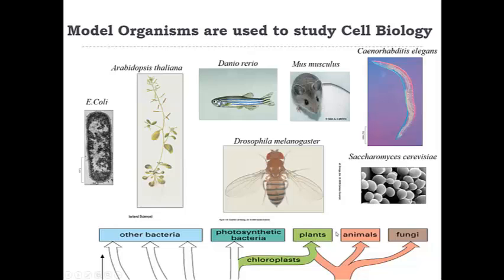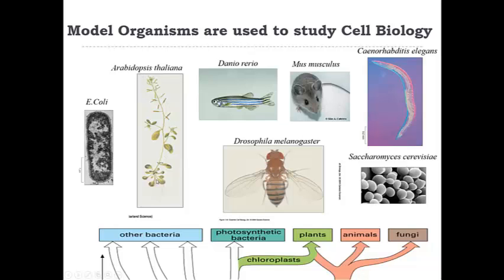So cell biology of humans can be studied by using model organisms, and here are several examples. E. coli being an example of bacteria that's commonly used in the lab to understand genetics and cellular mechanisms. E. coli are very cheap, they're easy to grow, they grow quickly.